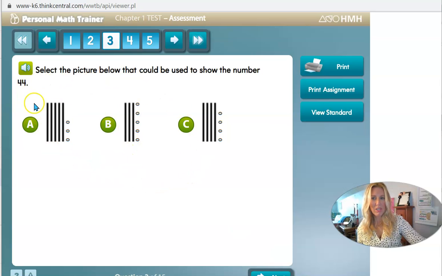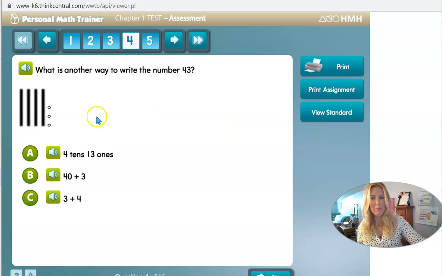Same type of question here. Select the picture below that could be used to show 44. Now keep in mind, we learned how to represent numbers different ways, so make sure that you are counting each quick pick to decide if that is the correct answer. And you know, we always do our work on our scrap paper before we make our choice.